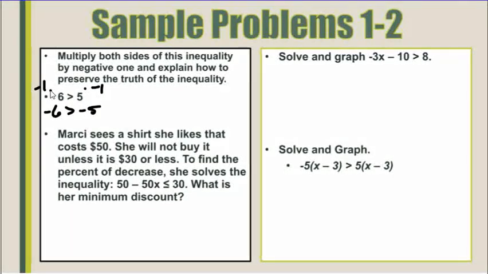Now that is not true because -6 is further to the left of 0. And so we need to switch the symbol because -6 is less than -5. -5 is further to the right than -6. So the correct way of writing that would be -6 is less than -5. That's why we need to flip the symbol when we are multiplying or dividing by a negative number.